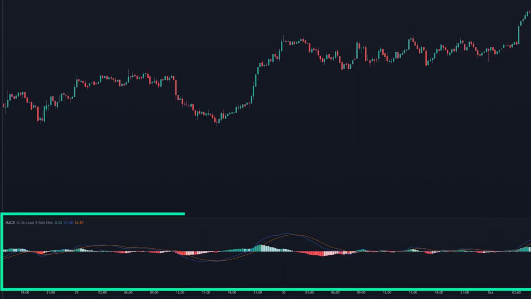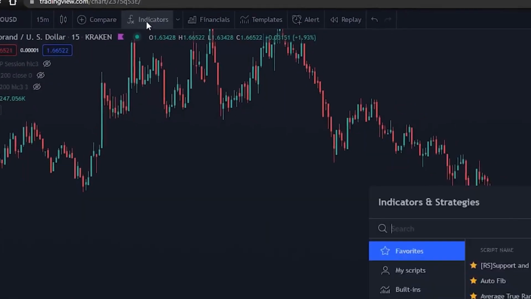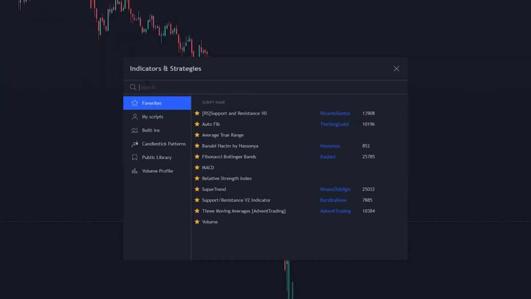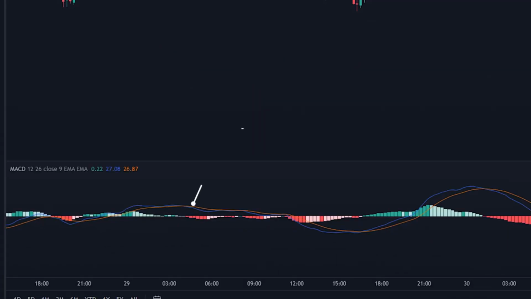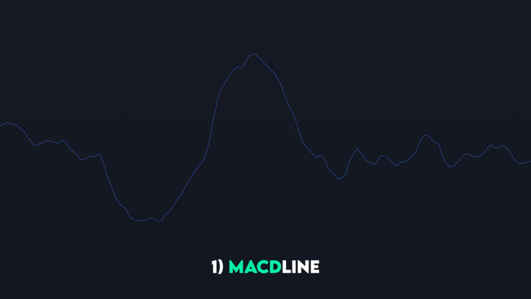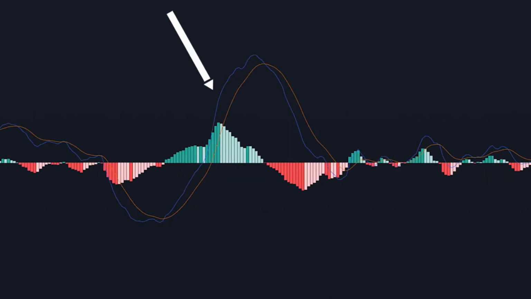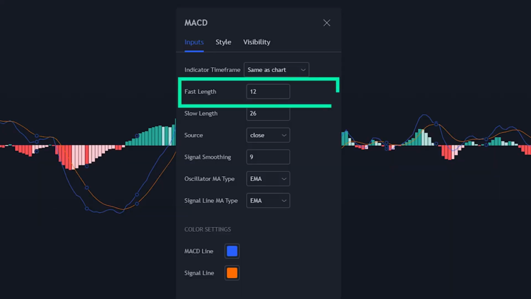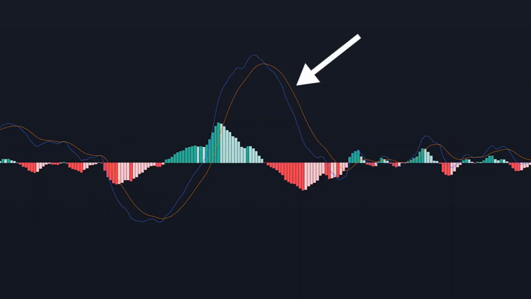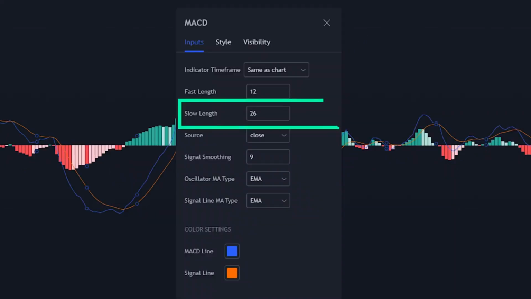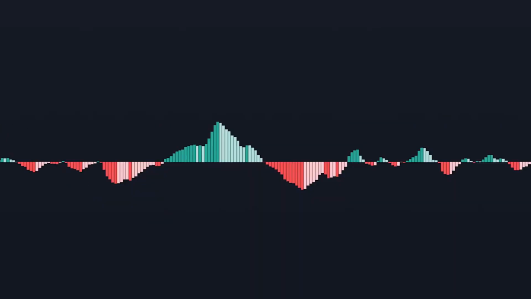First things first, let us add the MACD indicator to our chart. Now that we have the MACD indicator added, let's make sure we know how the MACD actually works. The MACD is made up of 4 different components: the MACD line, the signal line, the histogram, and the zero line. The MACD line, which is the blue line, in most cases is usually a 12-day moving average. The signal line, which is the orange line, is usually a 26-day moving average.